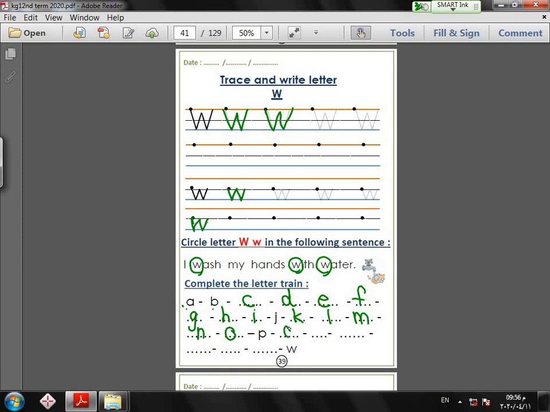Super. Q, R, S, T, U, V, W, super, A, B, C, D, E, F, G, H, I, J, K, L, M, N, O, P, Q, R, S, T, U, V, W, and stop.